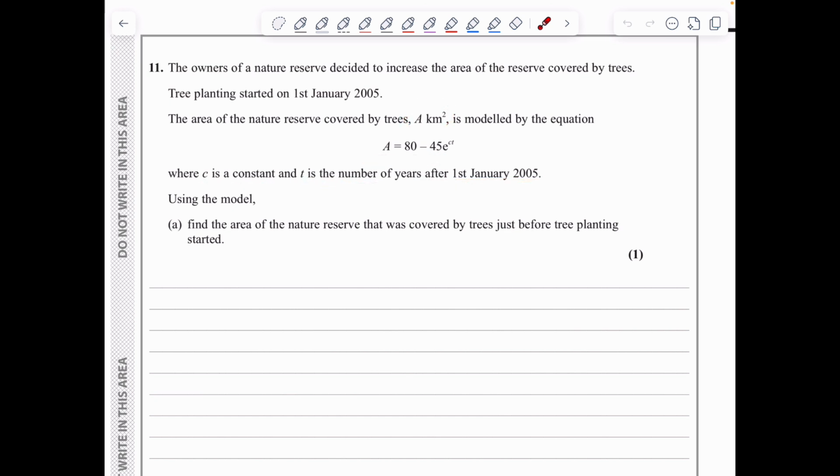Well, we need to use the model to find the area of the reserve covered by trees just before the tree planting started, so the initial area covered by trees, which simply means we need to put t is 0. So when t is equal to 0, we get that A is 80 minus 45 e to the power of 0. Well, we know that e to the power of 0 is 1, so 80 minus 45 is 35, and this is square kilometers. We need to include the units to get the mark because this is a modeling question, so all answers should be in context.